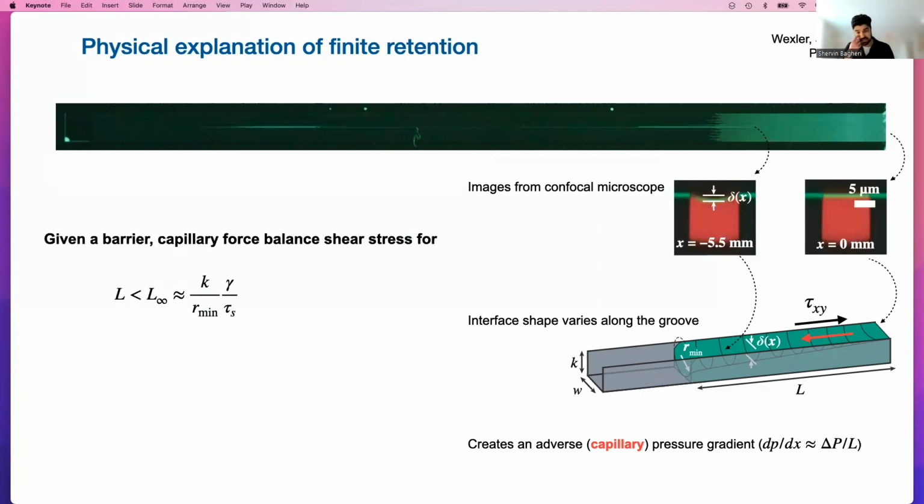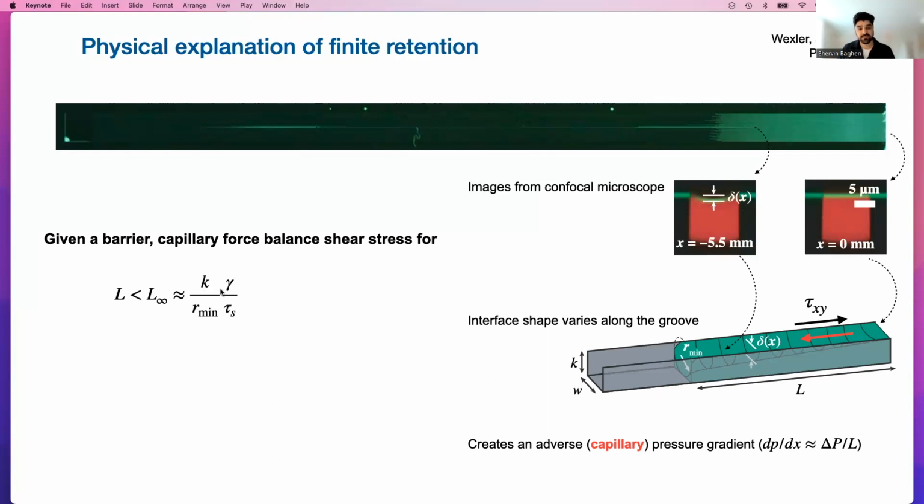And they could also do this force balance explicitly, and they came up with basically a design rule: if your grooves have a length L, which is smaller than L infinity, you will be able to retain the lubricant in your surface, right? And this L infinity is given by two ratios. There's a ratio of K, which is the groove height, over the smallest curvature of the interface, which is at the very trailing edge or at the receding part of the lubricant, and also the ratio between the surface tension and the shear stress.